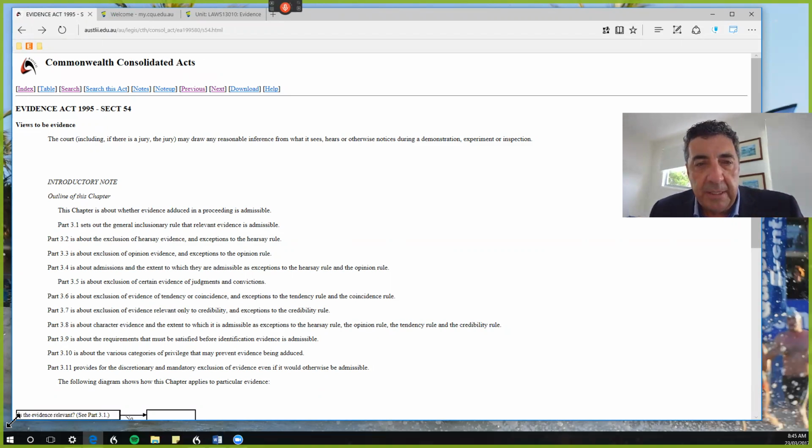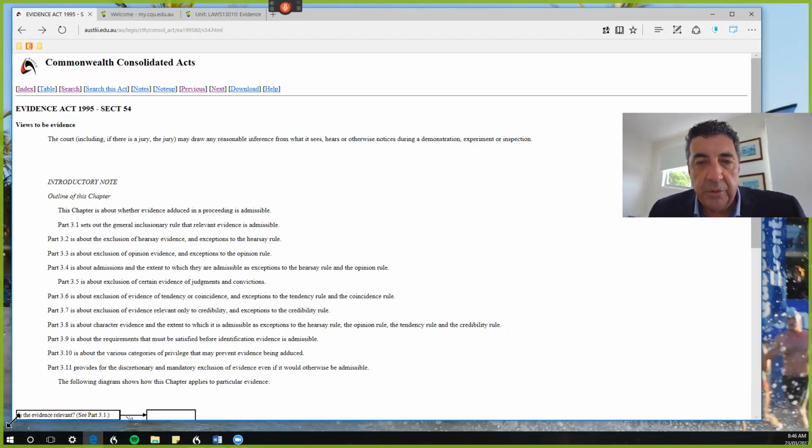Why do we have two pieces of legislation to do with evidence? Well, in simple terms, the State Act deals with state laws and state litigation. The Commonwealth deals with Commonwealth laws. And the Commonwealth Evidence Act is part of the uniform laws, which are adopted in many states, but not Queensland.